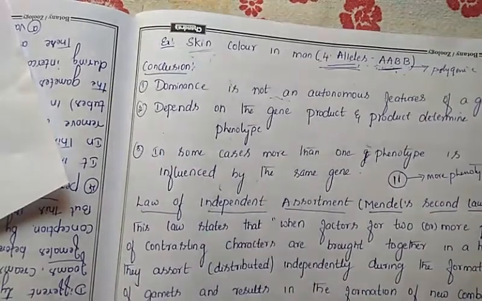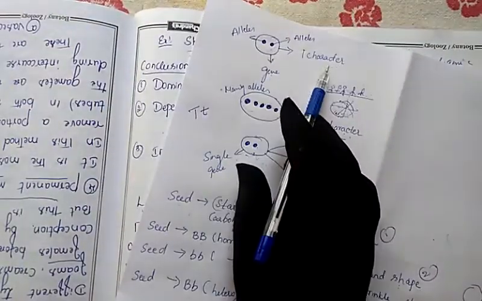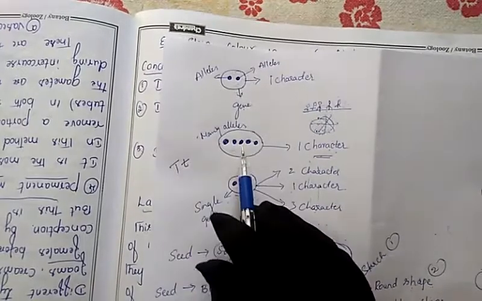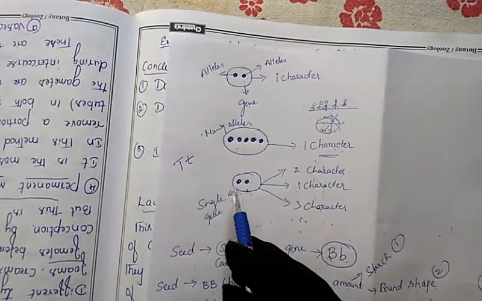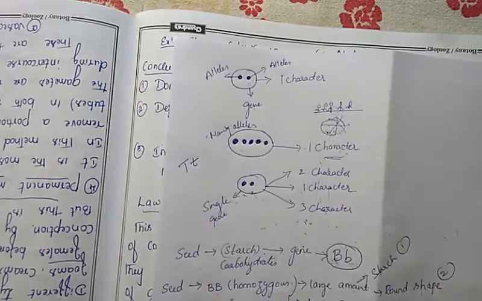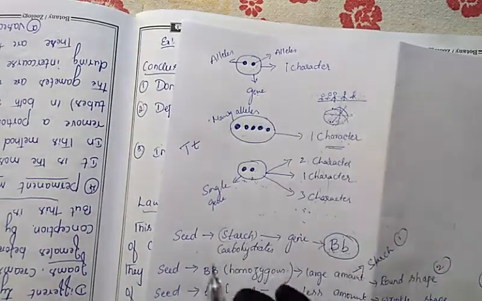So this is about the types of allele behavior. One gene, one character normally. In some cases many alleles, one character. In some cases one gene performs many characters. In this pattern the genes are present in our body.